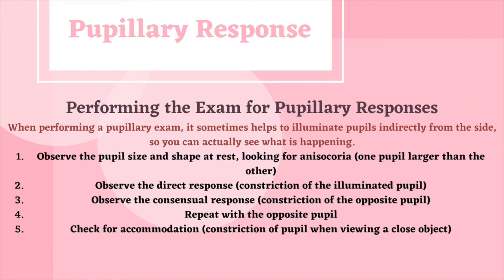Number 2, observe the direct response, constriction of the illuminated pupil. 3, observe the consensual response, constriction of the opposite pupil. 4, repeat with the opposite pupil. And 5, check for accommodation, constriction of pupil when viewing a close object.